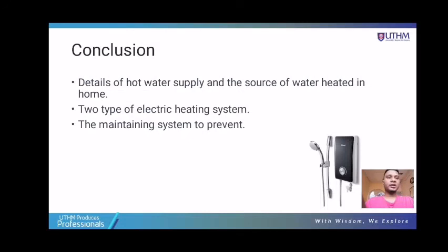Not only that, it also enables us to determine how to properly maintain the system so that we can avoid and prevent problems in the system and thus have a better, functional and long-term water supply system.